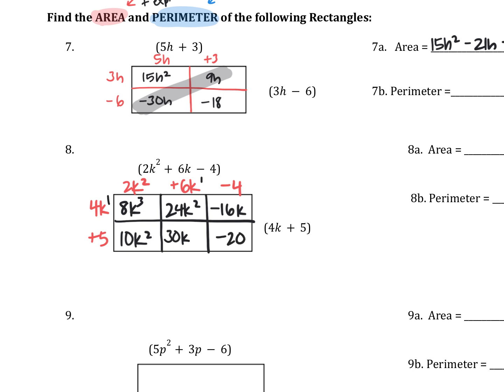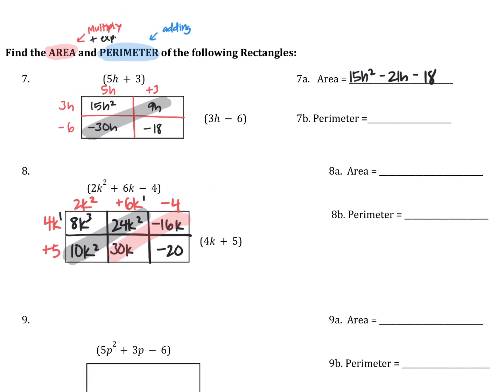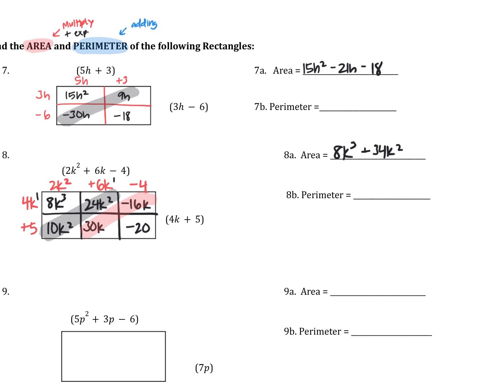So now I can go ahead and combine my like terms. I've got my k squareds there, and I've got my k values here. So if I add these things together for area, I would have 8k to the third power plus 34k squared. And then I would do 30 plus negative 16, which gives me positive 14k, and negative 20 to end it off.